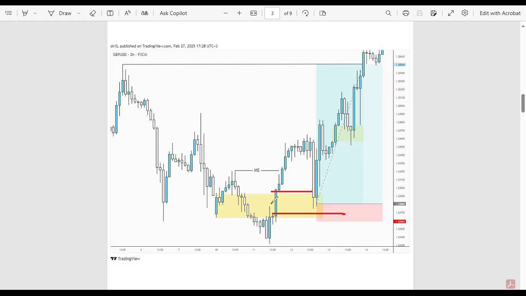So here, the 50% of this fair value gap is going to be your entry point, and you can see what happened. Price tapped into this, and we had a very strong push to the upside, tapping into this drawn liquidity there, the buy side liquidity. A very nice trade, and I believe you can see from the real chart examples here how easy it is.